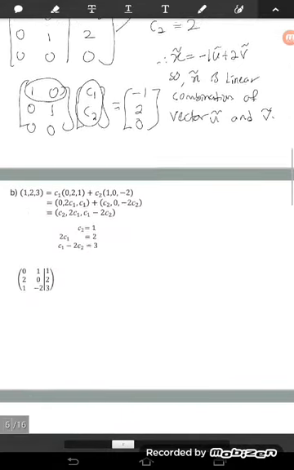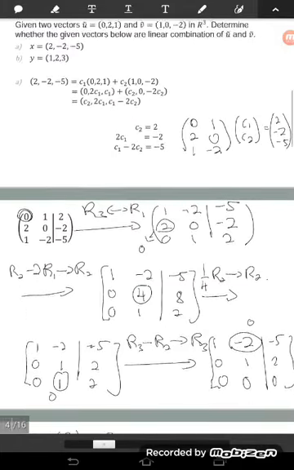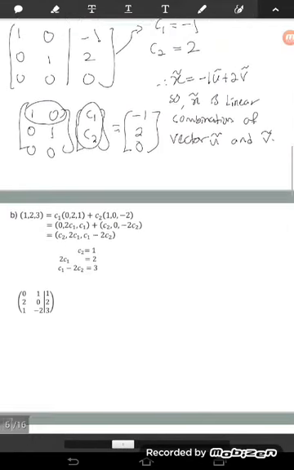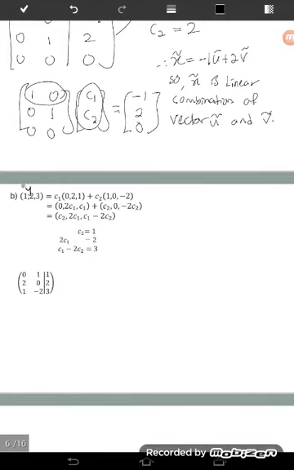And then B, next B. Okay, so we check whether this 1, 2, 3. Okay, so this is vector Y. Okay, soalan tadi dia vector Y kan, yang B. Okay, so we check whether this vector Y is a linear combination of vector U and V or not. Okay, kita check. How to check? So we need to solve for C1 and C2. Okay, so sama cara macam tadi.